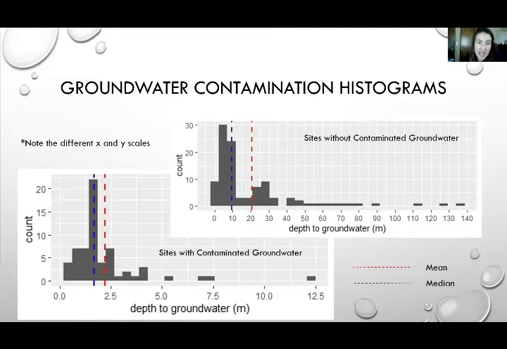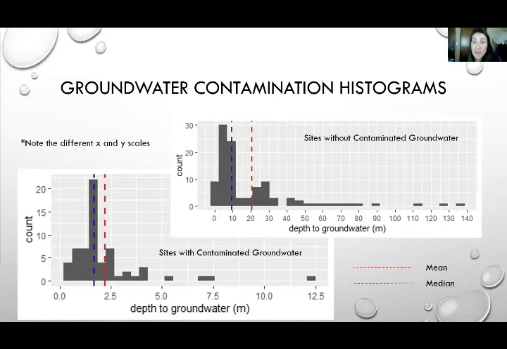And we see the same pattern on the lower graph at sites that had groundwater contamination. It's not as stark in this one. The mean and the median are much nearer to each other. And that's because the majority of sites that resulted in groundwater contamination had relatively shallow groundwater levels. And so you can see these two match up a little better. This histogram looks a little more normal than the sites without groundwater contamination.